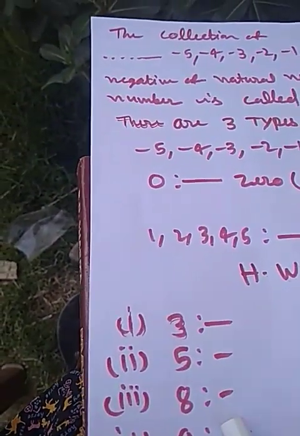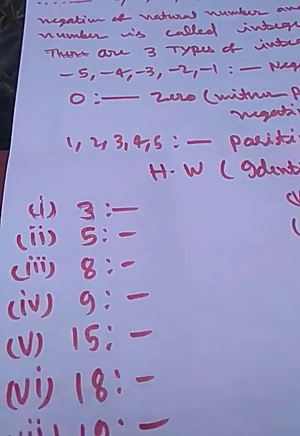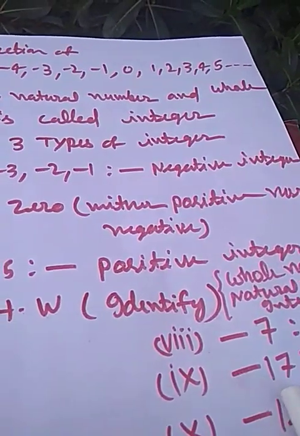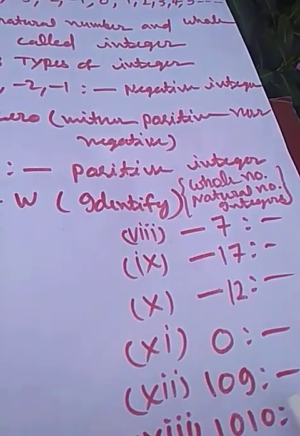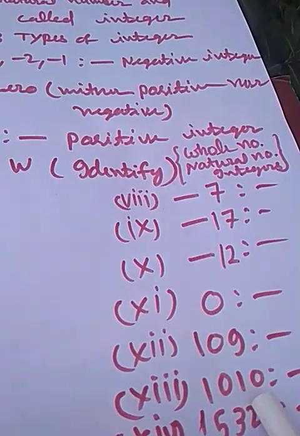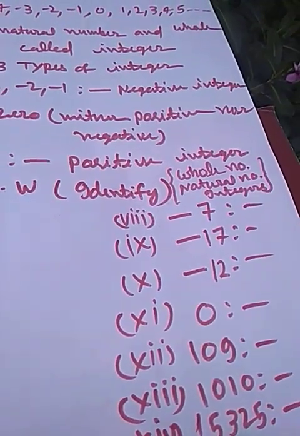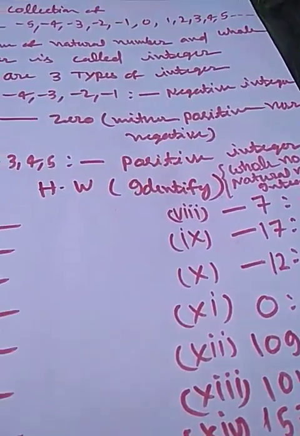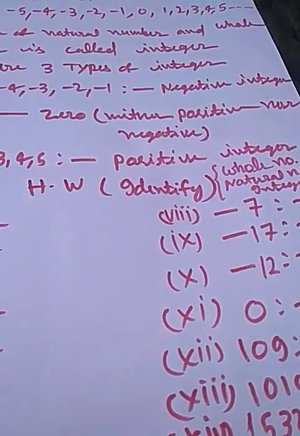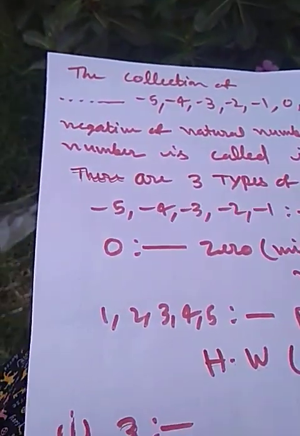Second question is 5, third is 8, fourth is 9, fifth is 15, sixth is 18, seventh is 19, and eighth is -7, ninth is -17, tenth is -12, and eleventh is 0, twelfth is 109, thirteenth is 1010, fourteenth is 15,325, and the last question is -567.